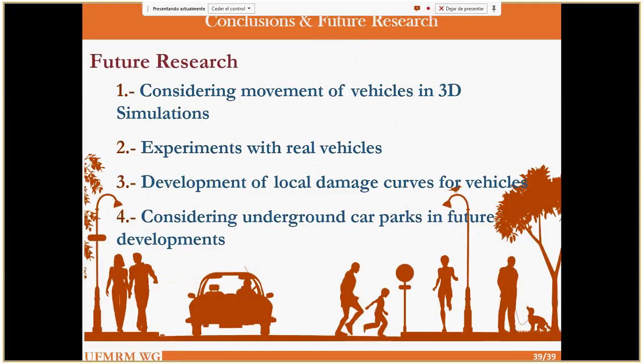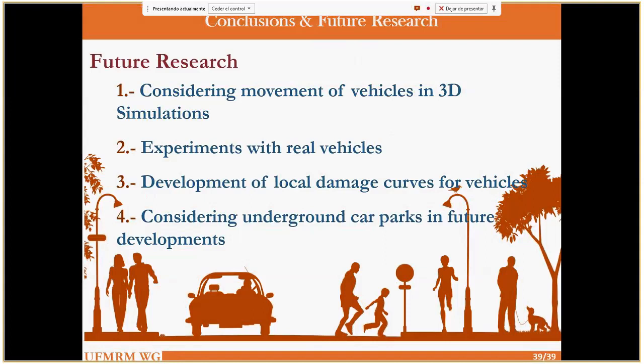Just to finish, lastly, I wanted to share with you some research I think is necessary in order to better understand damages and instabilities of vehicles, as well as improve the proposed methodologies. Well, first, so far, only parked vehicles have been tested, and we are even using the stability curves when it comes to vehicles in movement. So we think that considering movement of vehicles in 3D simulations will be quite interesting in the future.